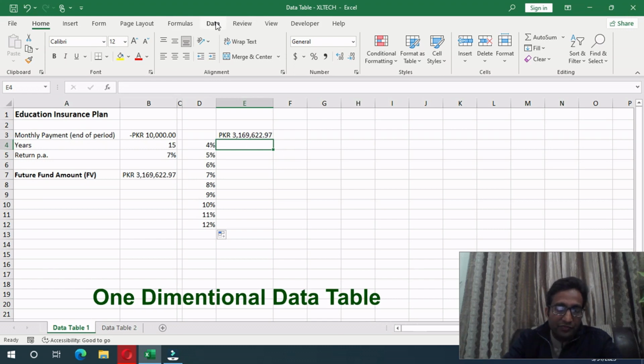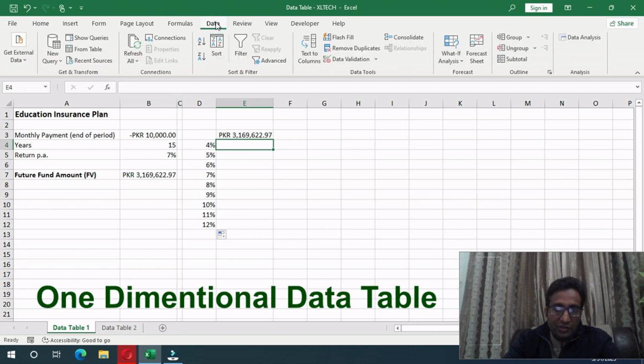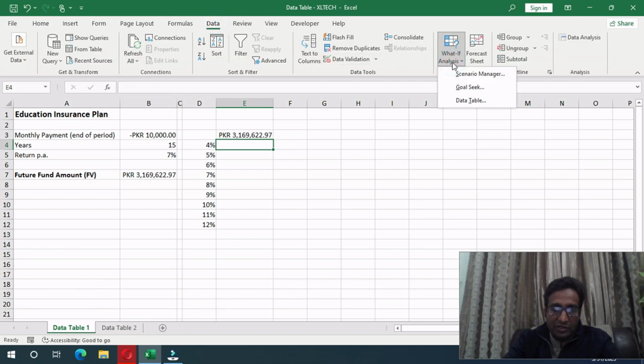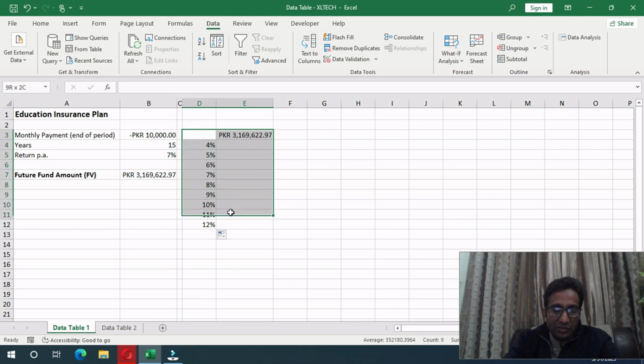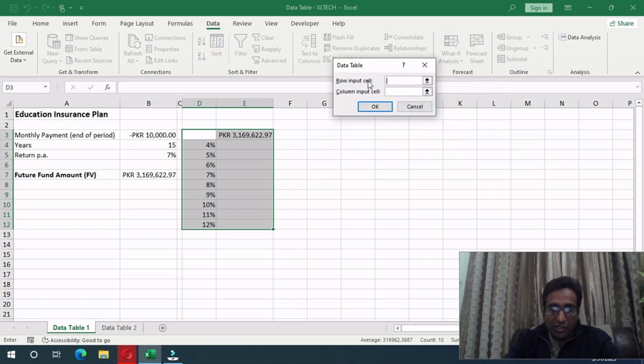Now we will go to the Data, What-If Analysis, Data Table. But before that, you have to select this data, including the reference value, based on the function data table. Now you have to give the reference. So in our case, we are going to get the values based on different rates of interest, which are in the column form, not in the rows.